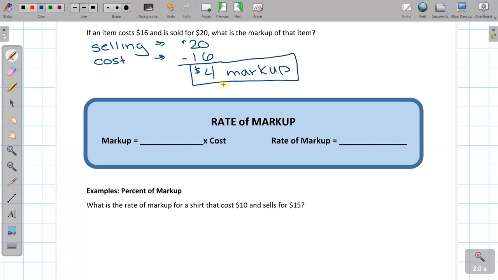Okay, let's look at rate of markup. So markup is equal to the rate times the cost, and your rate is a percentage. The rate of markup is going to be the markup divided by the cost. So let's look at some examples.